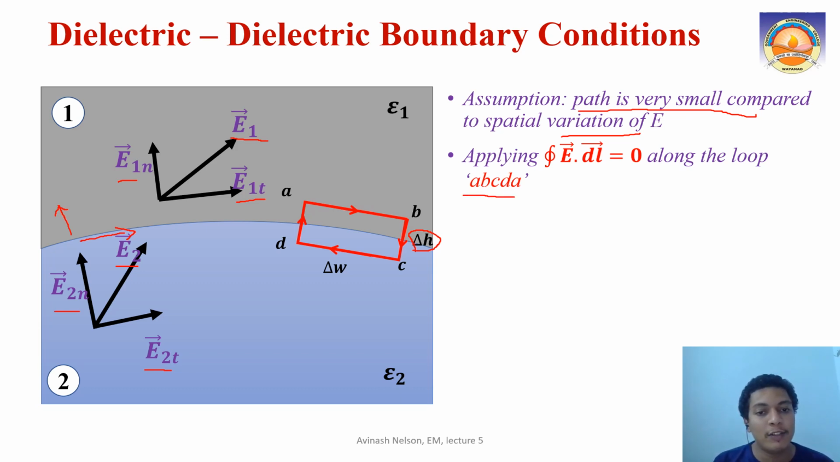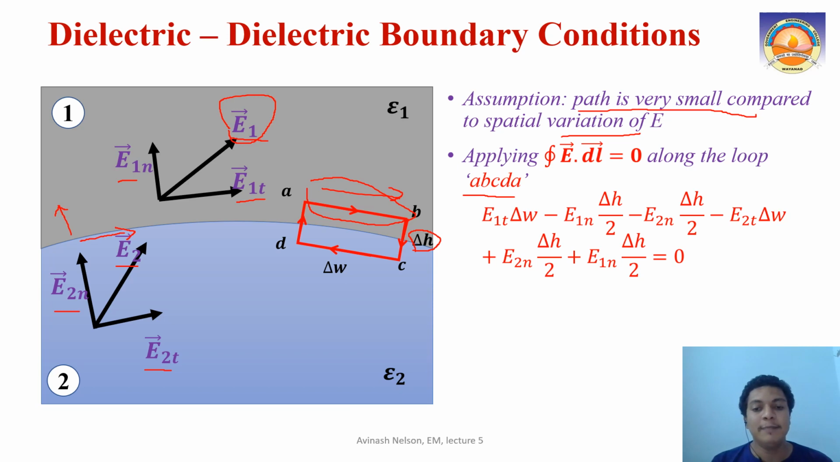First we have to go from A to B, and this AB portion of the loop is in medium 1. It has a permittivity epsilon 1, and we know that our electric field E1 is in medium 1. Since we have decomposed it into tangential and normal components, the tangential component will be along the AB direction, and the normal component will be along the BC or AD directions.